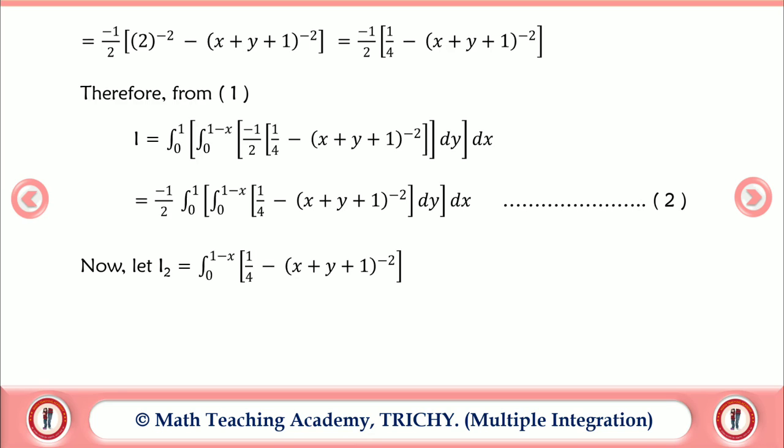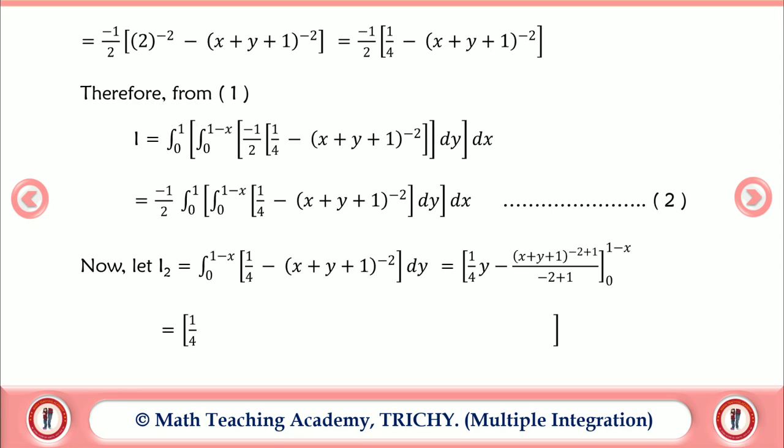Now let us take I2 to be the intermediate integral, that is equal to the integral 0 to 1 minus x of 1 by 4 minus of (x plus y plus 1) whole power minus 2 into dy. That is equal to, if we integrate 1 by 4 into dy, then what you will get is 1 by 4 into y, and then the integral of (x plus y plus 1) whole power minus 2 will give (x plus y plus 1) whole power minus 2 plus 1 divided by minus 2 plus 1, and then apply the limit as 0 to 1 minus x. First, apply the upper limit 1 minus x in place of y.